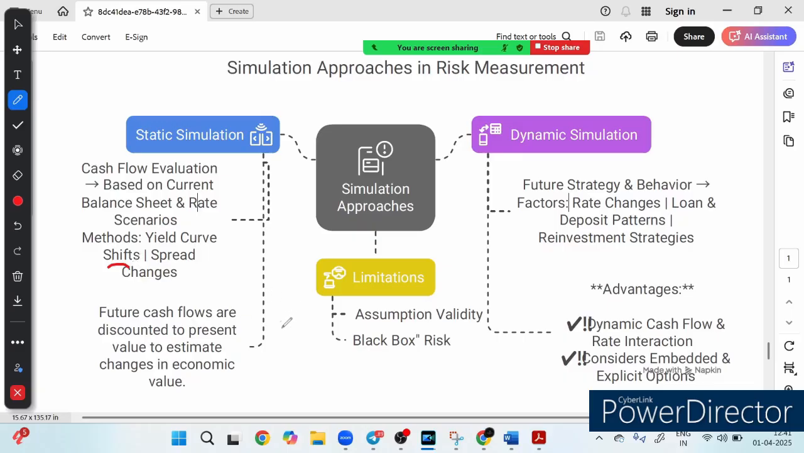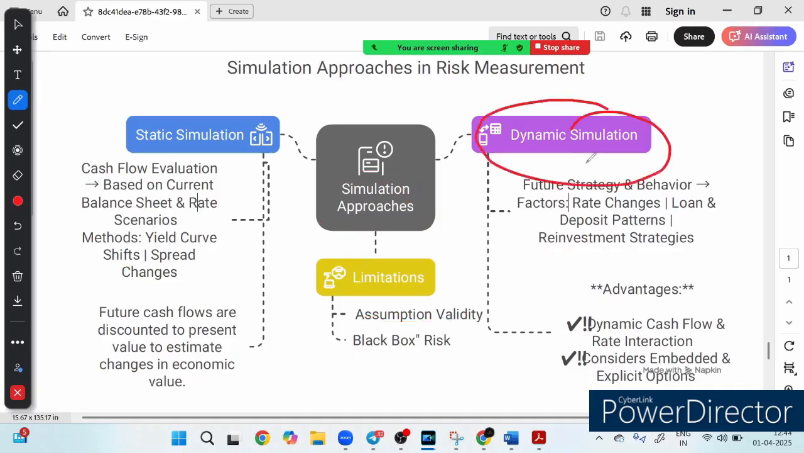There is something called present value analysis, right? One more thing, the limitation of a static simulation is that assumption risk is there, which means it assumes that the balance sheet remains unchanged over time, right? This is the complete simulation approach limitation, assumption validity. That means it assumes that the balance sheet remains unchanged over time. And there is something called black box risk, which means a complex model may hide risk within assumptions.